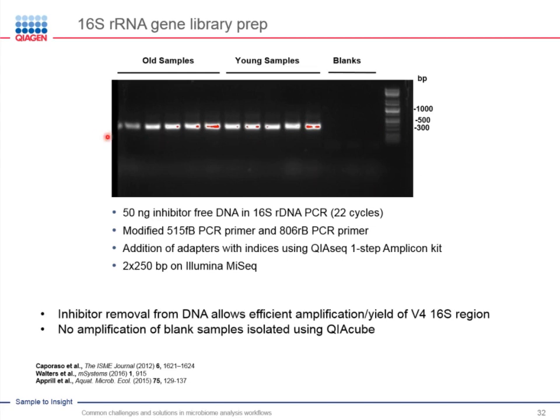PCR products were then evaluated on the gel and used for the QIAseq one-step amplicon kit. Subsequently, these libraries were normalized and used for Illumina sequencing with a paired-end 250 base pair sequencing. So up to this point, we have no issues with the workflow. The inhibitor removal was efficient, we could perfectly amplify our 16S regions, and we had no background.